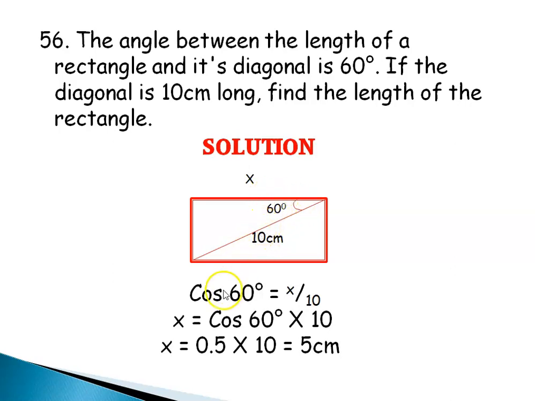So we are using cos. Cos 60 is equal to adjacent x divided by the hypotenuse 10. Is that okay? So by the time I cross multiply, x is cos 60 times 10, and cos 60 is 0.5, using your four-figure table. Alright, so 0.5 times 10 will give us 5 centimeters. So the length of the rectangle is 5 centimeters. Is that taken? Alright.